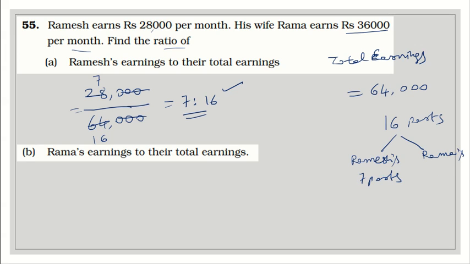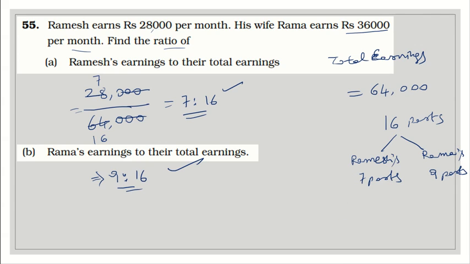That means how many leftover parts? 16 minus 7 is 9 parts. That means I need not go for any further calculation here. I can say Rama's earning to their total earnings is 9 is to 16. Okay, this is how I can quickly calculate. Is it clear? So this is the shortest way of thinking.